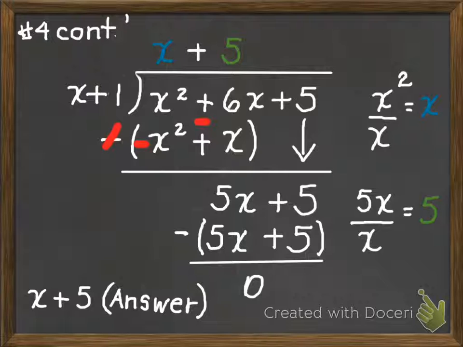After we do that division, we multiply the 5, that green 5, by each term in the divisor again. 5 times x is 5x. 5 times 1 is 5. And subtract again. 5x plus 5 minus 5x plus 5, exactly the same thing, gives us a 0 remainder. So that means x plus 1 goes into x squared plus 6x plus 5 evenly. It goes in x plus 5 times. X plus 5 is our quotient. That is our answer.